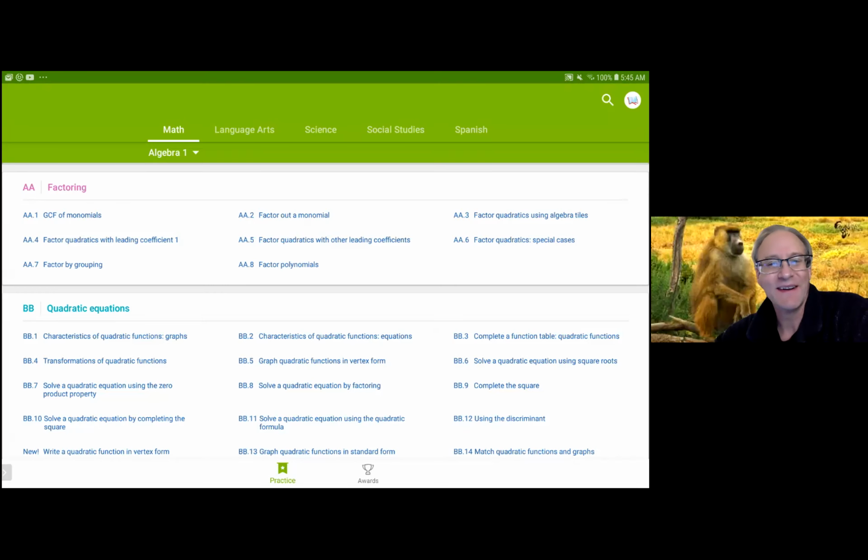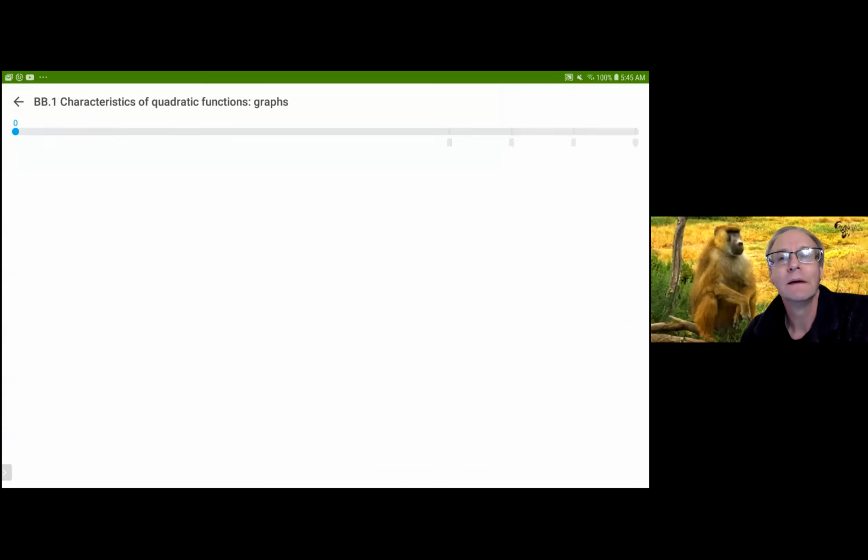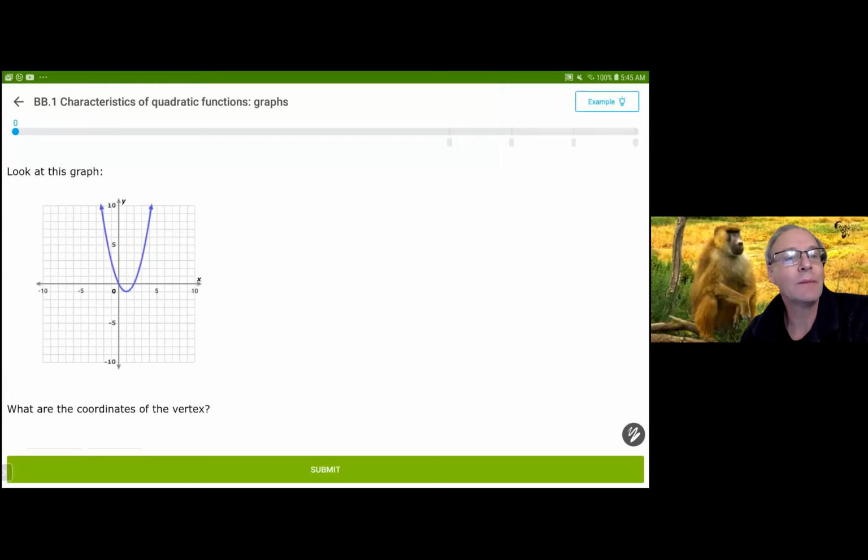Hi, everybody. We're starting a new section, and you might have guessed from my friend back there that we're doing the BB section. This is going to be the first one. I haven't previewed it, so characteristics of quadratic graphs. So let's take a look and see what they look like. I suspect that they're going to be parabolas.